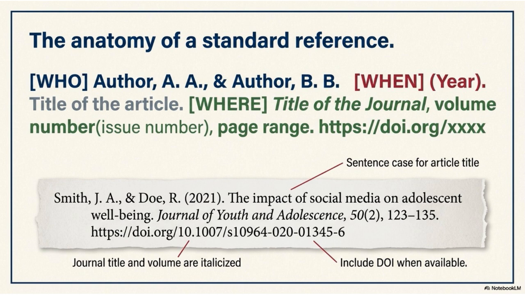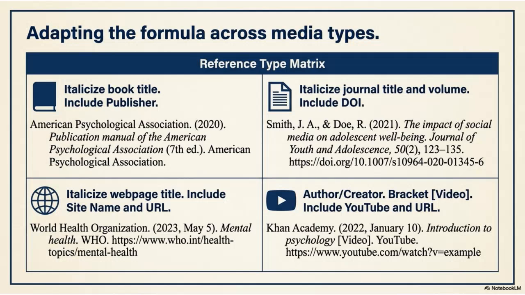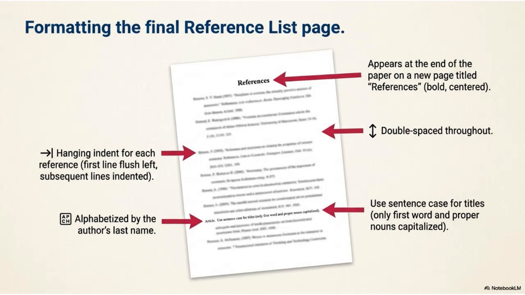Remember to use sentence case. For article titles, only the first word and proper nouns are capitalized. In this slide, I'm showing you how the formula changes slightly for different media. We italicize book and web page titles, and for platforms like YouTube, we include the creator and bracket the media type. For your final page, I need it titled References, bold, centered, alphabetized by the author's last name, and using hanging indents for every entry.